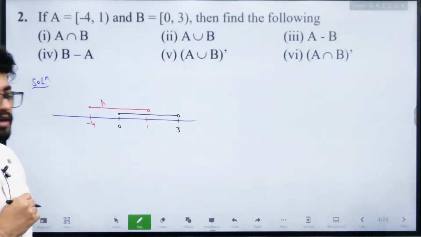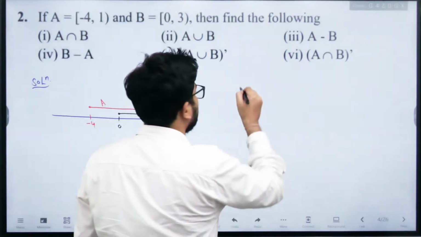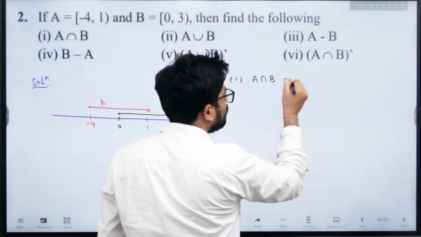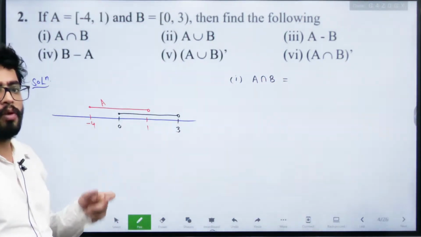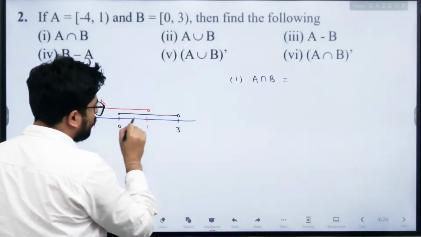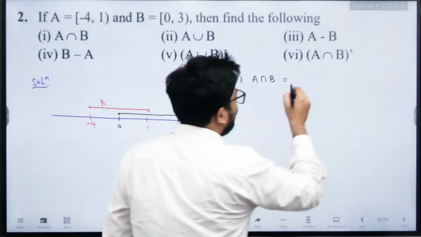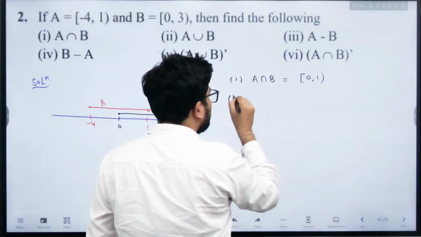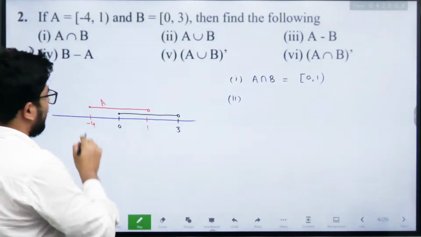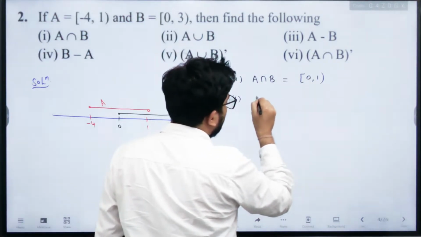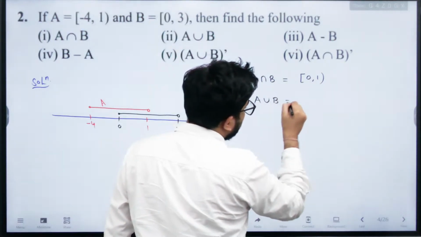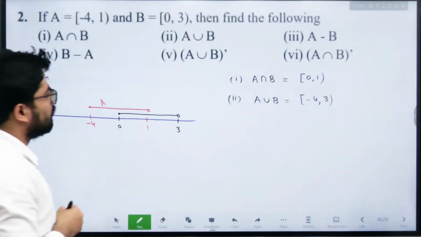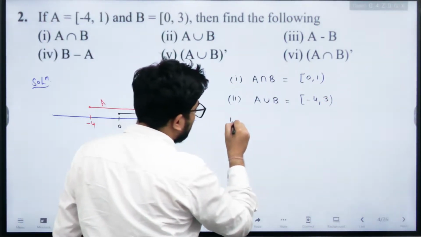Got it? So first is A intersection B, which means the common part. The common part is 0 to 1 open, 0 closed to 1 open. Second is A union B. A union B is minus 4 to 3, equal to minus 4 closed to 3 open. Next, third is A minus B.